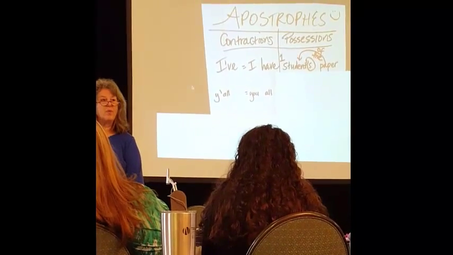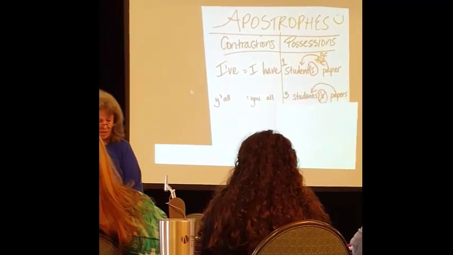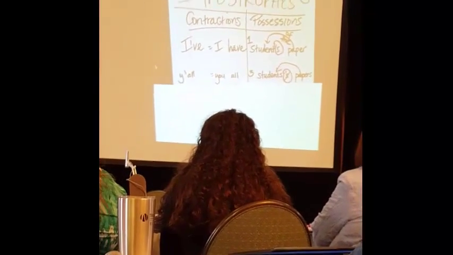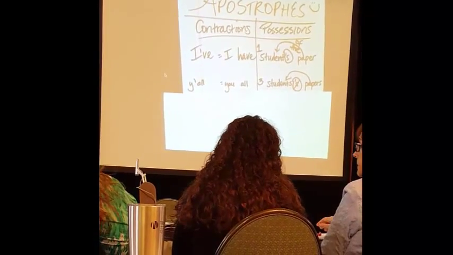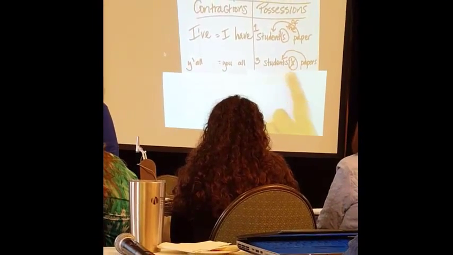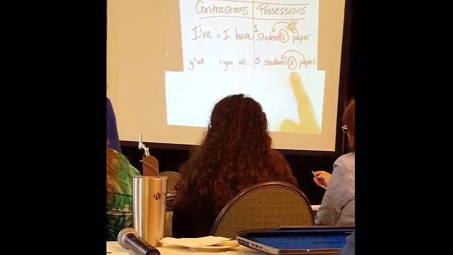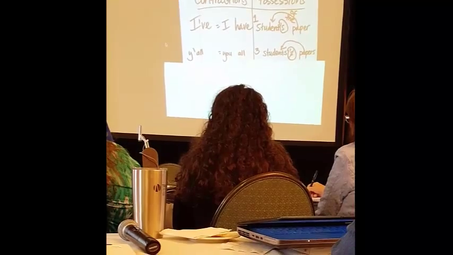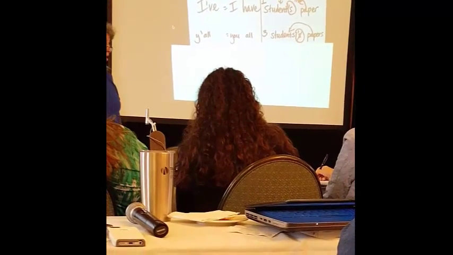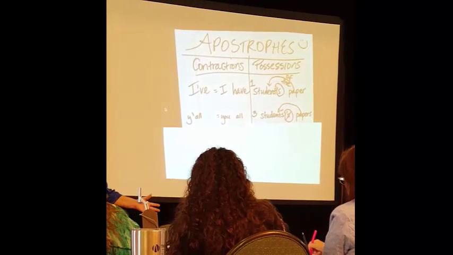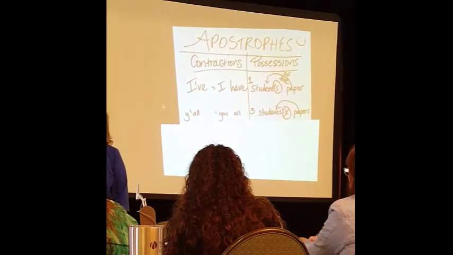What if there are several students and they all have papers? 3 students have lost their papers. 3 students' papers are on the floor. 3 students' papers, the papers of 3 students. So we add apostrophe S and we listen to it. Do we say 3 students' papers? No, we don't need that extra S sound. So we just take it off and keep the apostrophe on. It's going to work every time. Every time. Well, what if they're children?